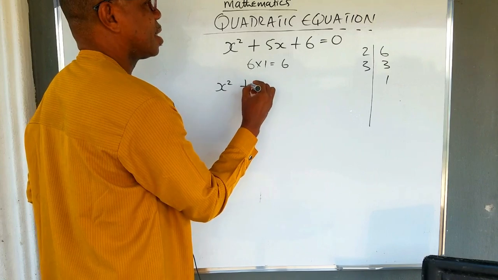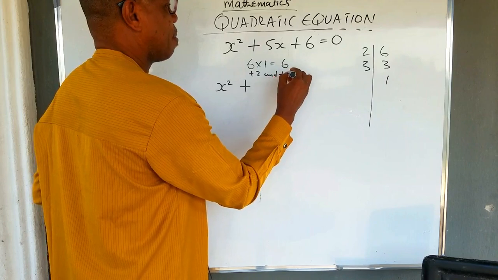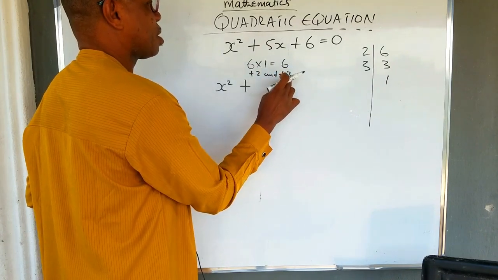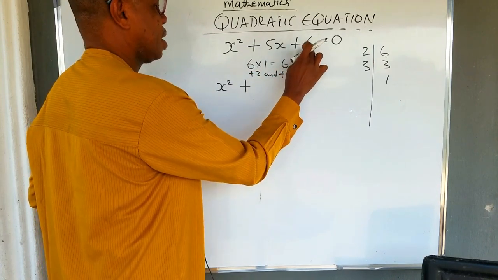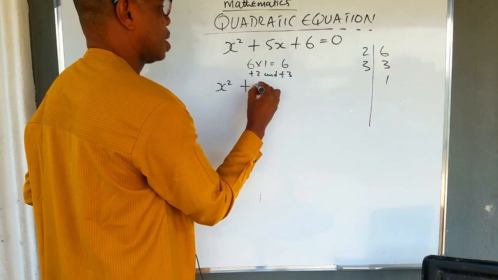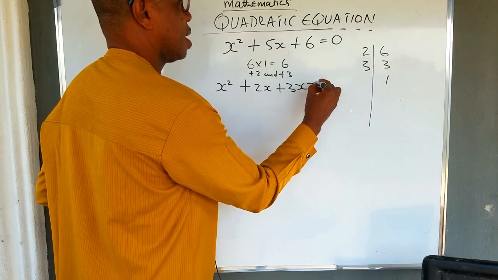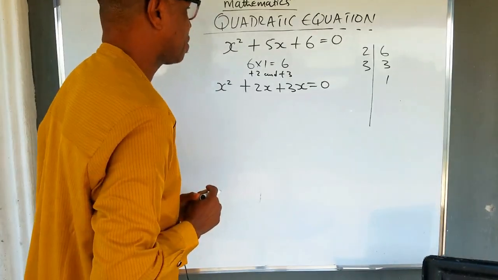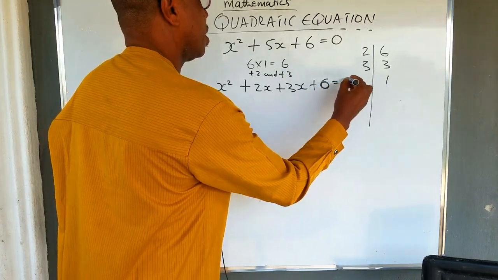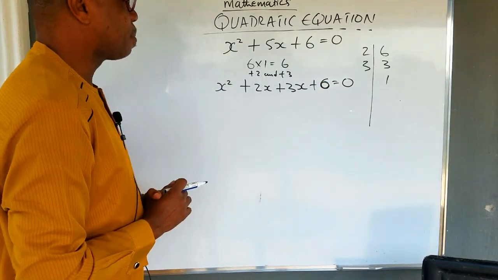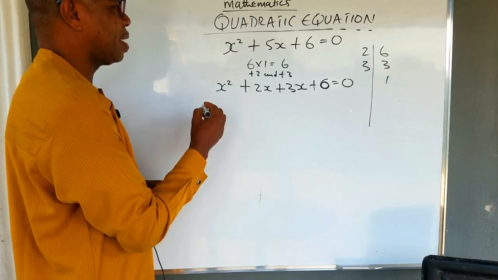x squared plus, I'm going to use plus 2 and plus 3, because plus 2 plus plus 3 will give me 5, and plus 2 times plus 3 will give me 6. So I will change this now to 2x plus 3x. Oh, sorry, I missed something there. Plus 6 equal to 0. Now at this point, because what I'm looking for now is the value of x, how do I get the value of x?